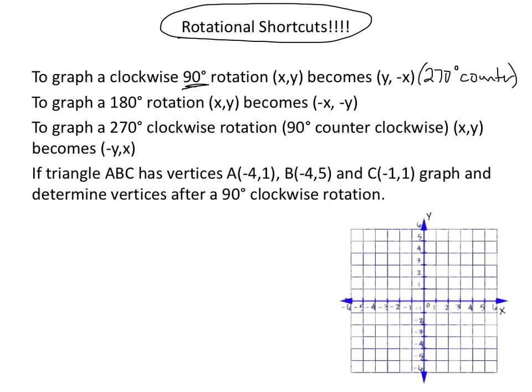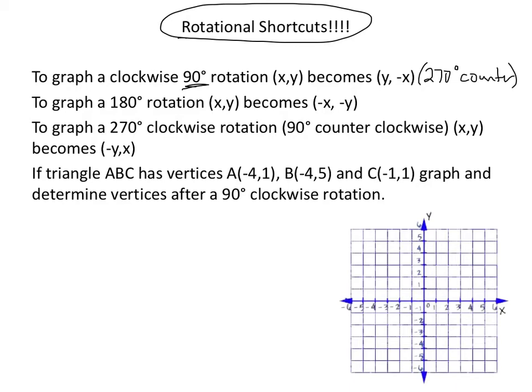To graph a 180 degrees rotation, your ordered pairs just flip around and they both become their opposite. And 180 works either way. To graph a 270 degrees clockwise rotation, which is 90 degrees counterclockwise, your x, y once again becomes y, x, but this time it's your y that's opposite.